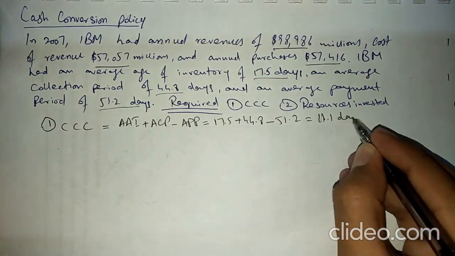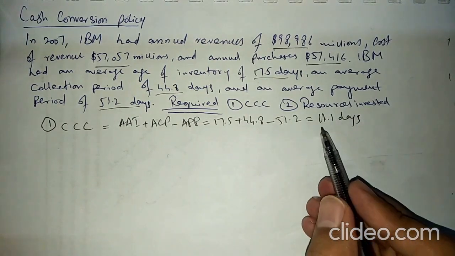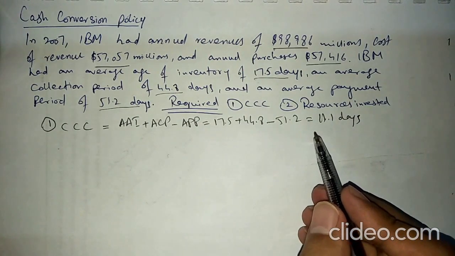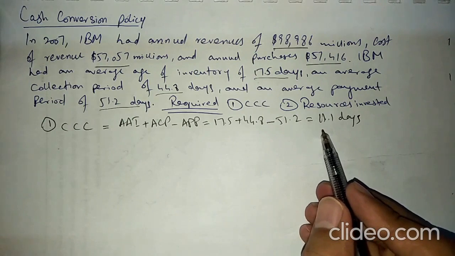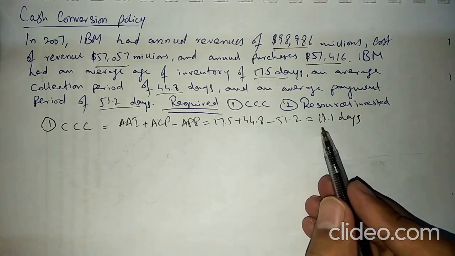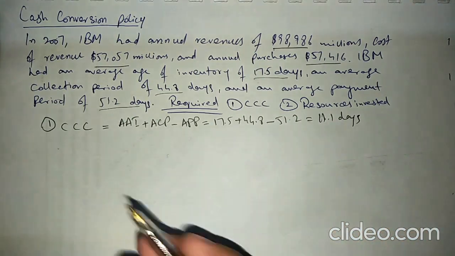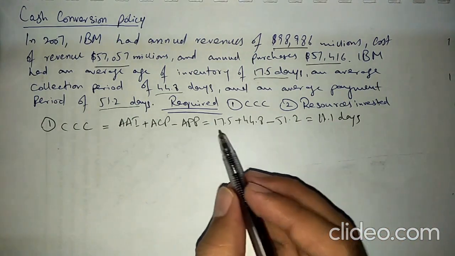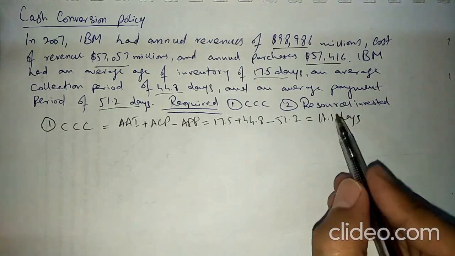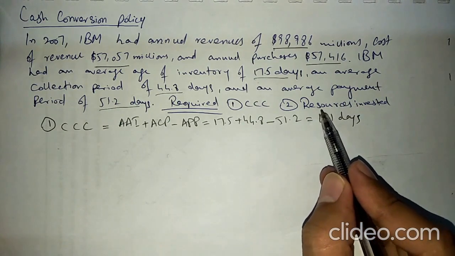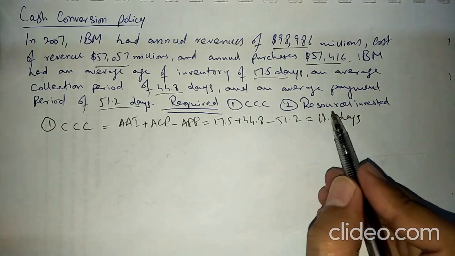11.1 days. So it means that the cash conversion cycle of the IBM company is 11.1 days. So they need working capital for 11.1 days. So how much cash is required? The main question is, how much cash is required for the financing of 11.1 days in IBM?